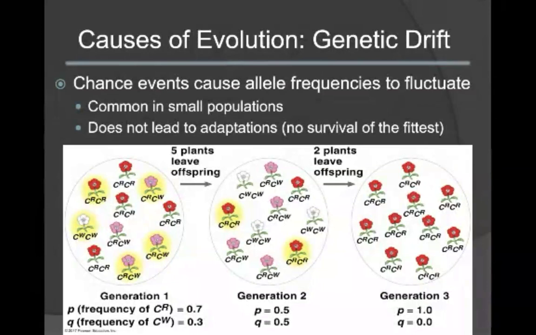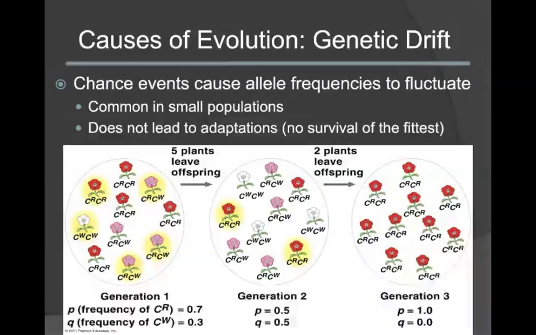Another mechanism that can cause the evolution of a population is genetic drift. Genetic drift occurs when chance events cause the allele frequencies to change within a population. Genetic drift has predominant effects in small populations. In this instance, you don't have adaptation that leads to an increase in survivability and an increase in the ability of those genes to be passed on to the next generation. So the concept of survival of the fittest does not apply in this instance. Let's take a look at the image below.